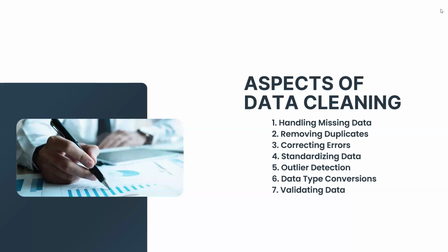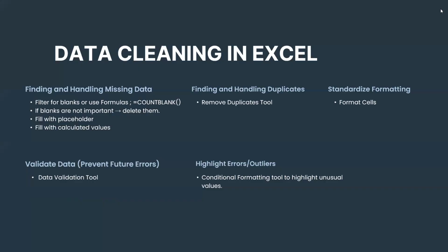Data type conversions. This is ensuring that fields are stored in the right format, so making sure that dates are stored as dates, not text strings or any other form of data. And then just validating data. That's putting actual rules in place to make sure that data doesn't have any errors in the future. So it's possible to set up fields or columns to make sure that they only accept dates after a particular year, stuff like that.